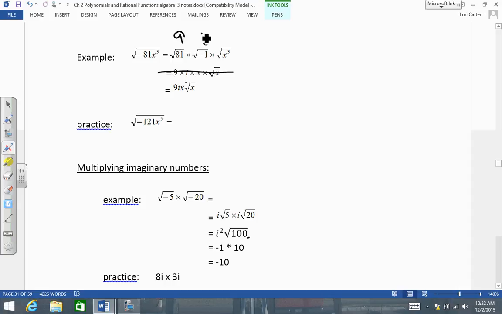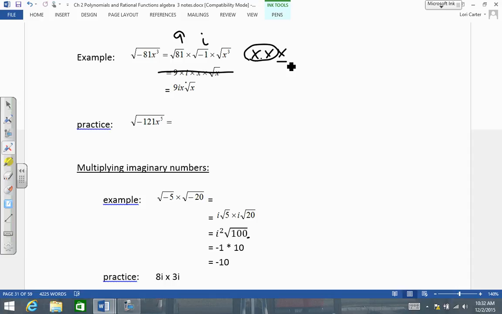Now you have to remember the square root of x cubed. When we first learned this, I made you draw out how many x's there were, right? You said there's 3 x's, and I'm looking for groups of 2. So that means 1 comes out and 1 stays in. So it's 9i x square root of x. Can you do that in your head? Yes, you don't have to, but you can.